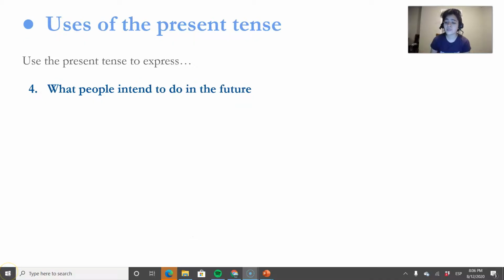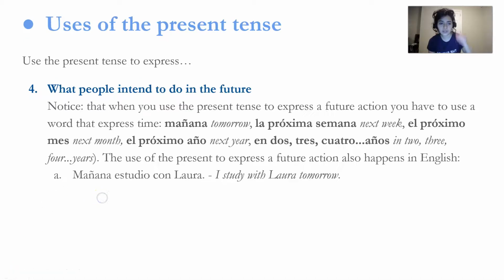The use number 4 is to express what people intend to do in the future. So notice that when you use the present tense to express a future action, you have to use a word that expresses time.